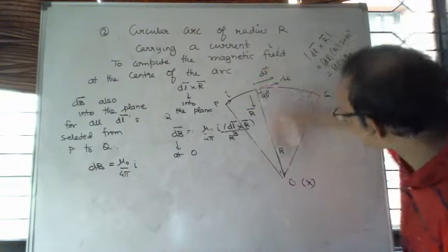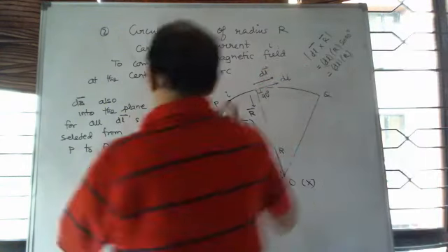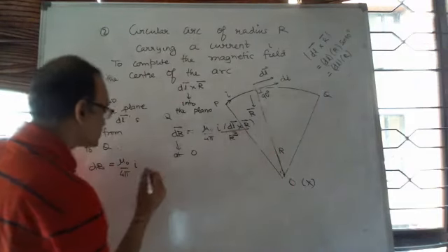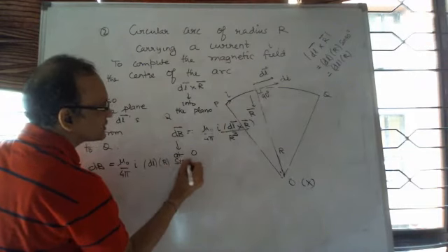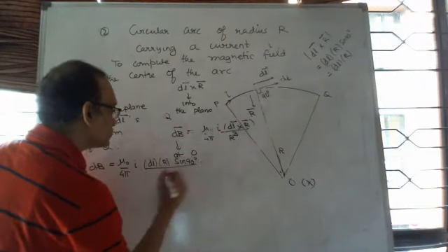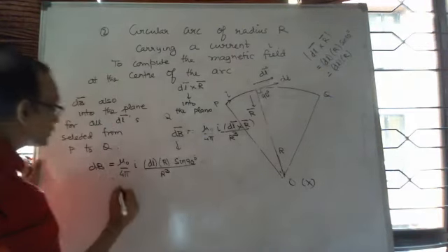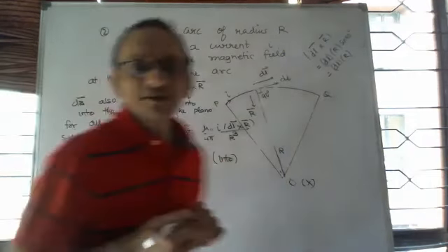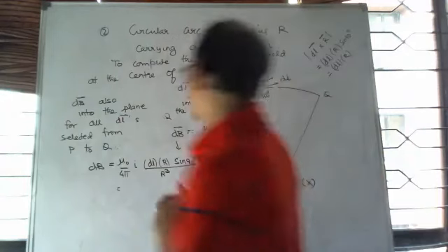So all the dBs are perpendicular to the corresponding r's here. Magnitude of dB would be mu naught by 4 pi I, dl into r into sine 90 degrees divided by r cube. And it goes into the plane of the board. And since all the dBs are into the plane, I can add them like I add scalars.